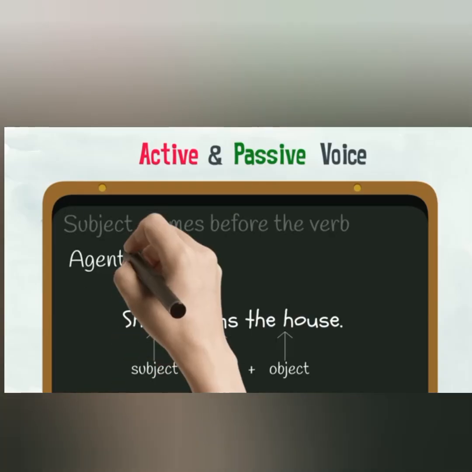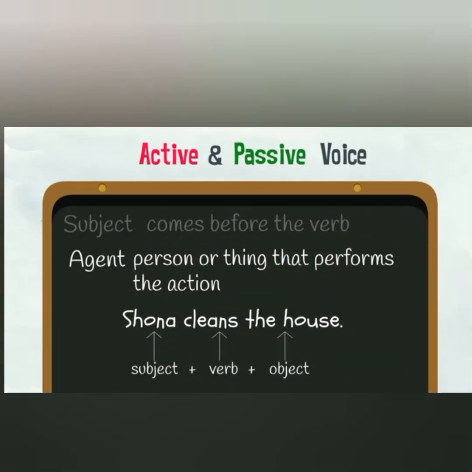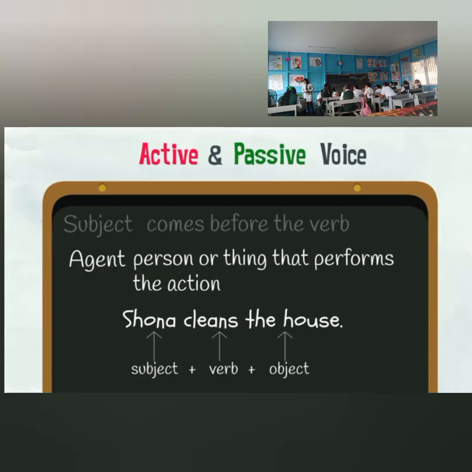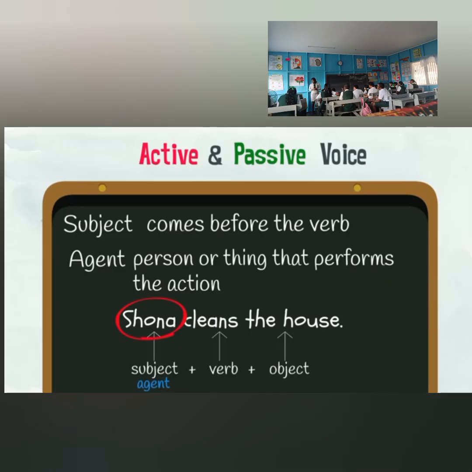The agent is the person or thing that performs the action. We can think of the agent as the actor within a sentence. Can you see who or what is performing the action in this sentence? That's right, Shona. That means that in this sentence, the subject and the agent are the same. When this is the case, active voice is being used. In passive voice, this is not the case.